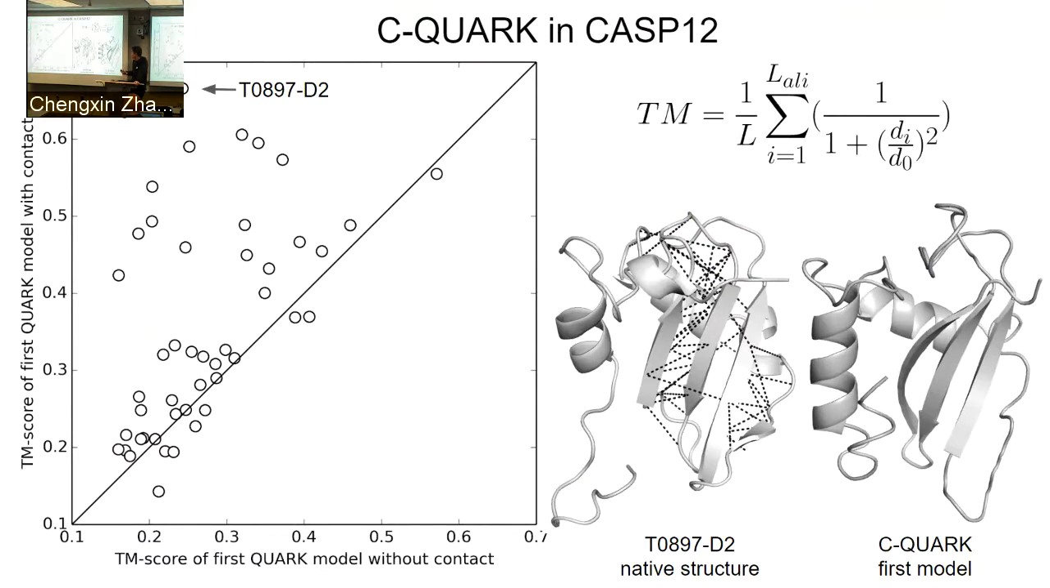So this is the native structure of a protein, and the dashed line is the predicted contacts. And here is the C-QUARK model we predicted for this structure, which has a high TM score of 0.8. And TM score is a measurement of how good the structure model is. The higher the better. And d_i is the distance of residue i between the native and the predicted structure after superposition, so the lower the better. We can see the y-axis is the structure prediction pipeline with predicted contacts, and the x-axis is without contacts. After adding the contacts, we can significantly improve the structure quality, as almost all points are on the upper diagonal. Oh, sorry, the TM score is 0.7, not 0.8.